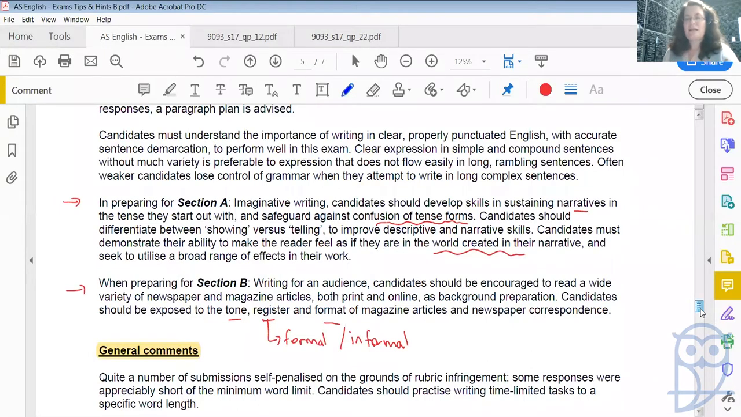All right, I think we've actually come to the end of our lesson. Hopefully this gives you a better idea of the kinds of things you need to think about when approaching your exam.